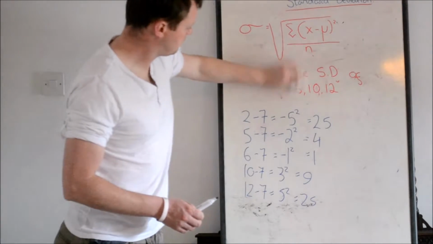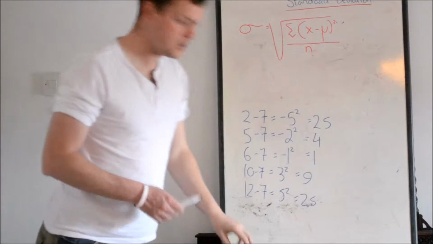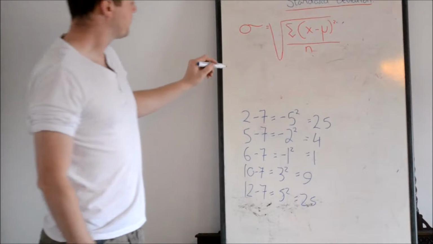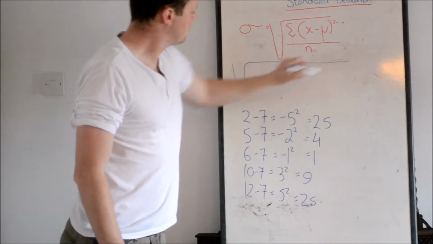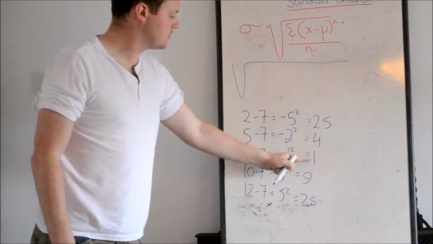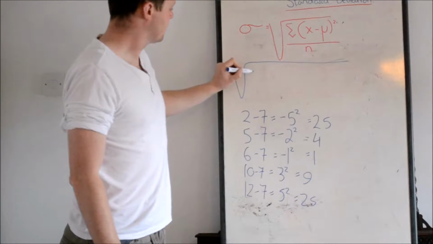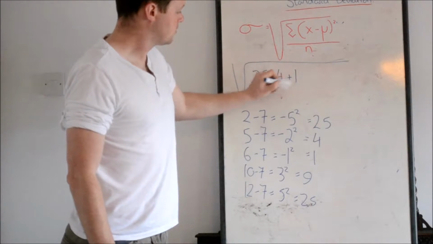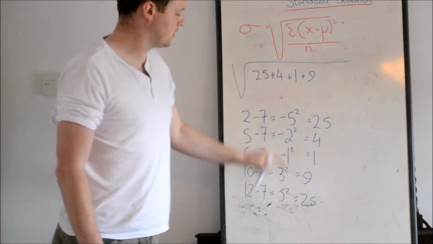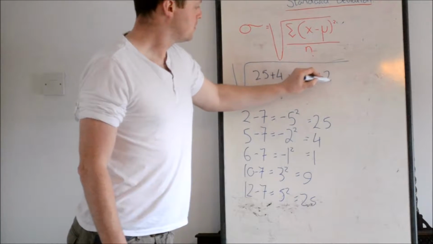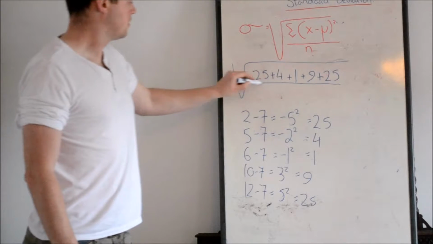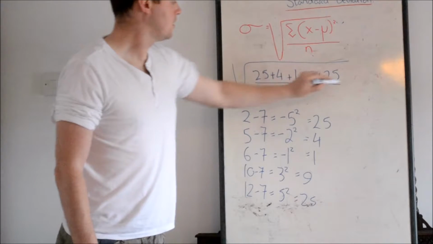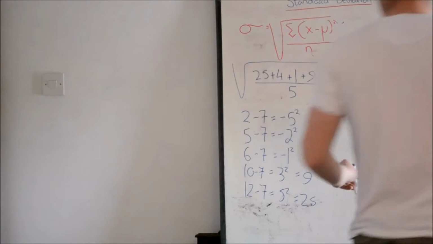Okay, so we go back up here. Again, you'll have more space than I will, so you can just lay it out all under each other. But here we go. Square root of the sum of, well, if we add up these, that is the sum of. So we'll say 25 plus 4 plus 1 plus 9 plus 25, all over the number of numbers: 1, 2, 3, 4, 5, equals, let's keep going.